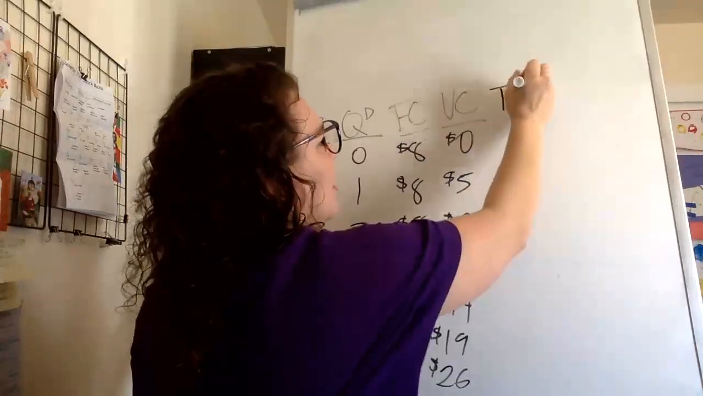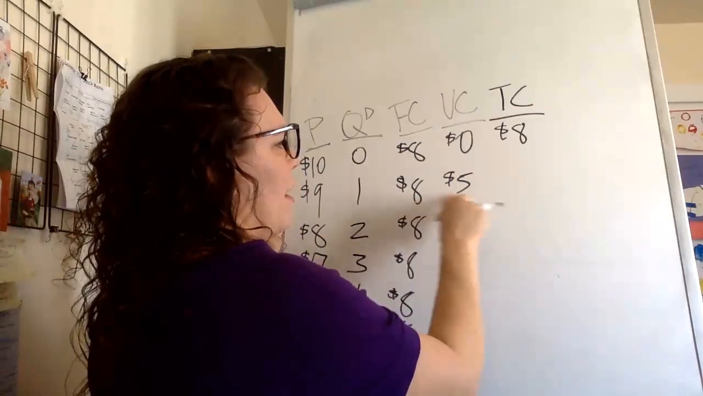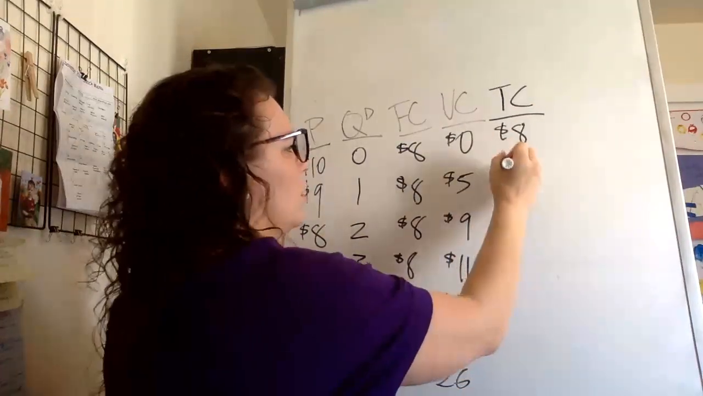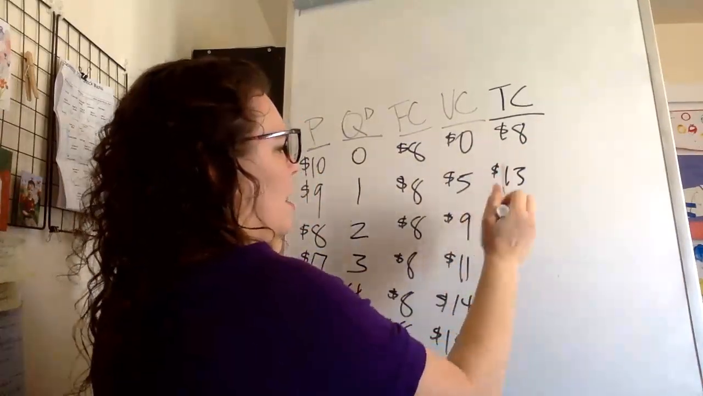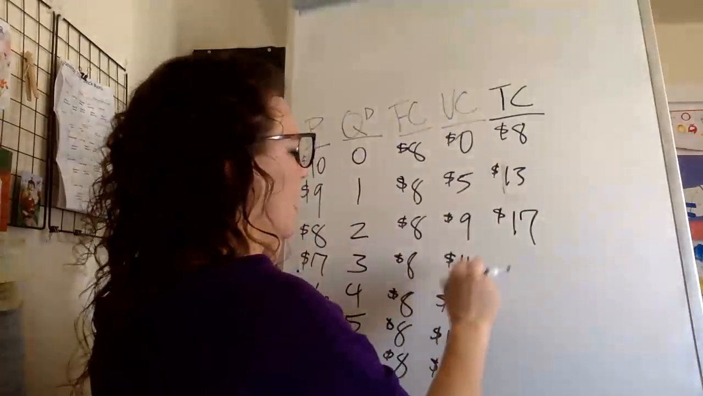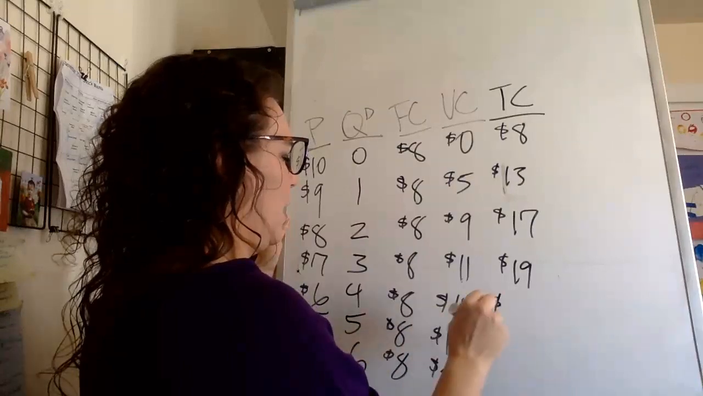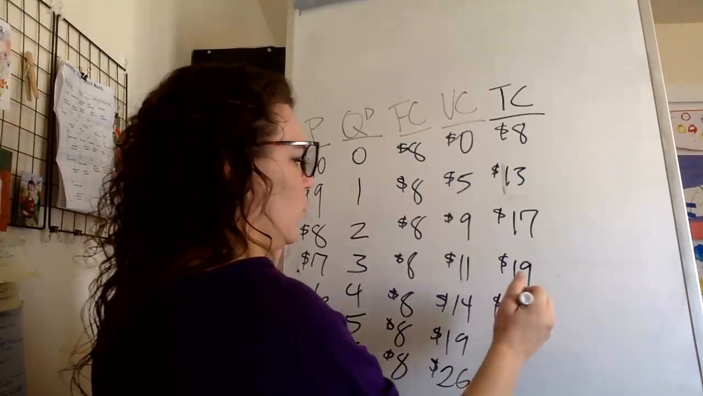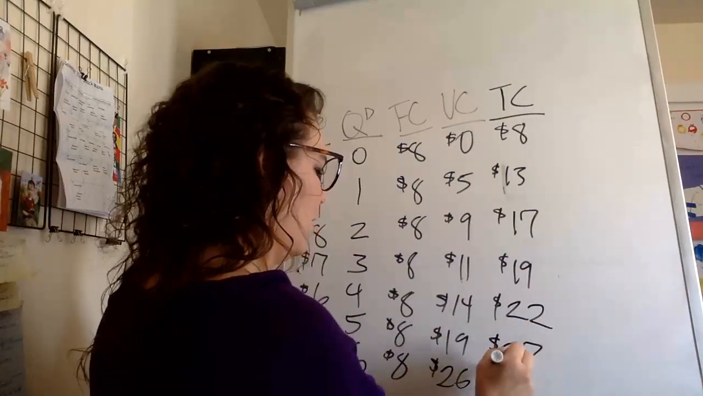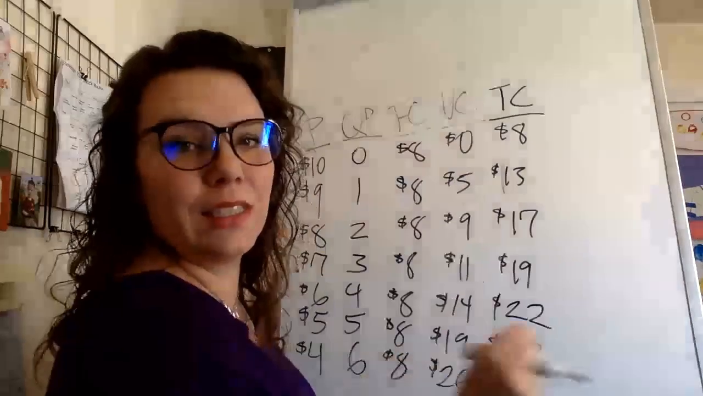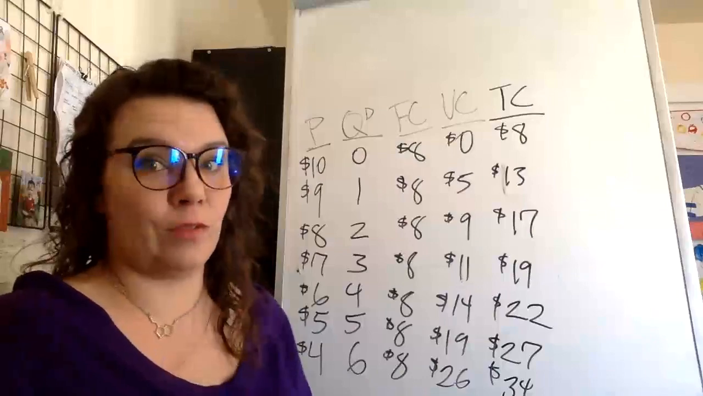So total cost is going to be $8. 5 plus 8 is $13. 9 plus 8 is $17. 8 plus 11 is $19. 8 plus 14 is $22. 19 plus 8 is $27. And 8 plus 26 is going to be $34. Cool? So far, so good.